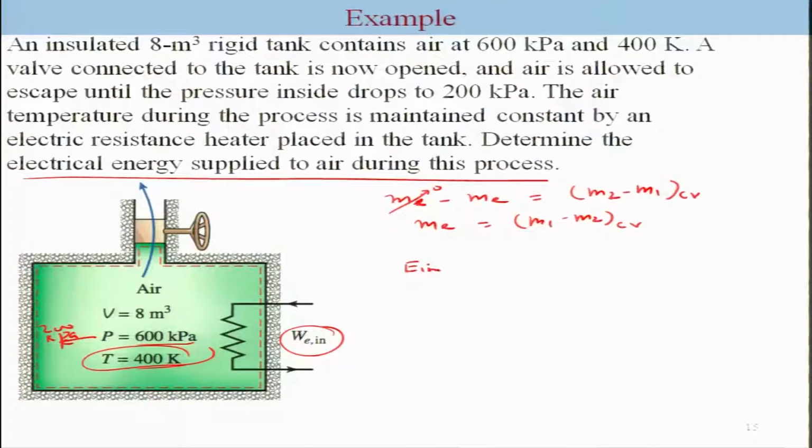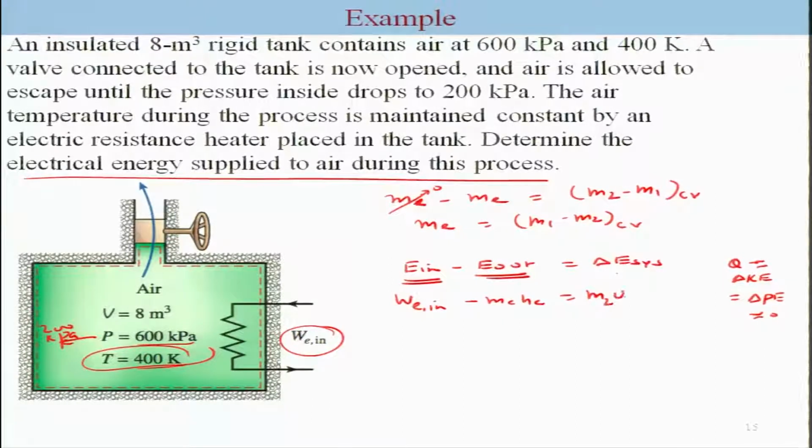Now, E in minus E out is delta E of the system. What is E in? W e in here, and what is E out? Because only the mass flow, we can simply write m e h e, ignoring the kinetic energy and potential energy. And since it is insulated, Q, delta KE and delta PE are going to be 0. And this is m2 u2 minus m1 u1.